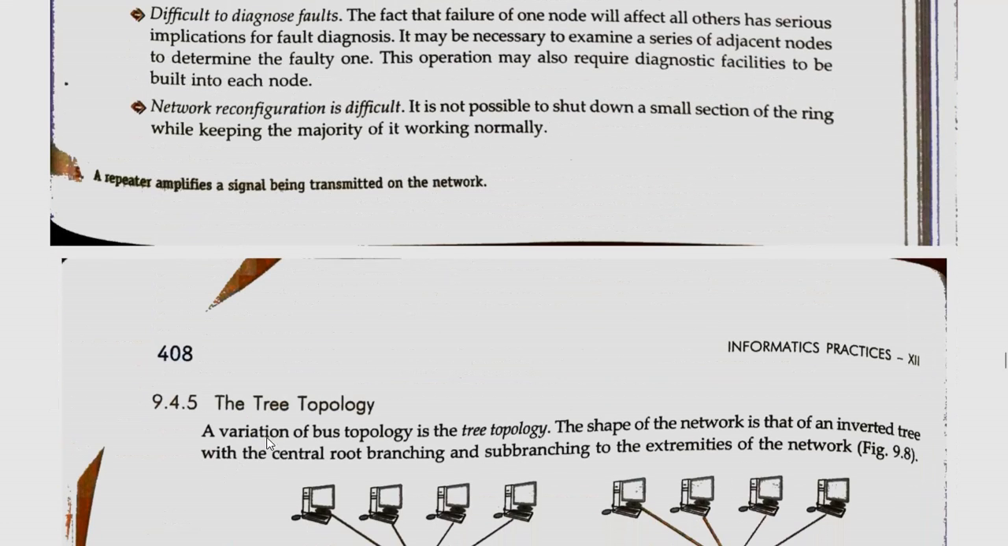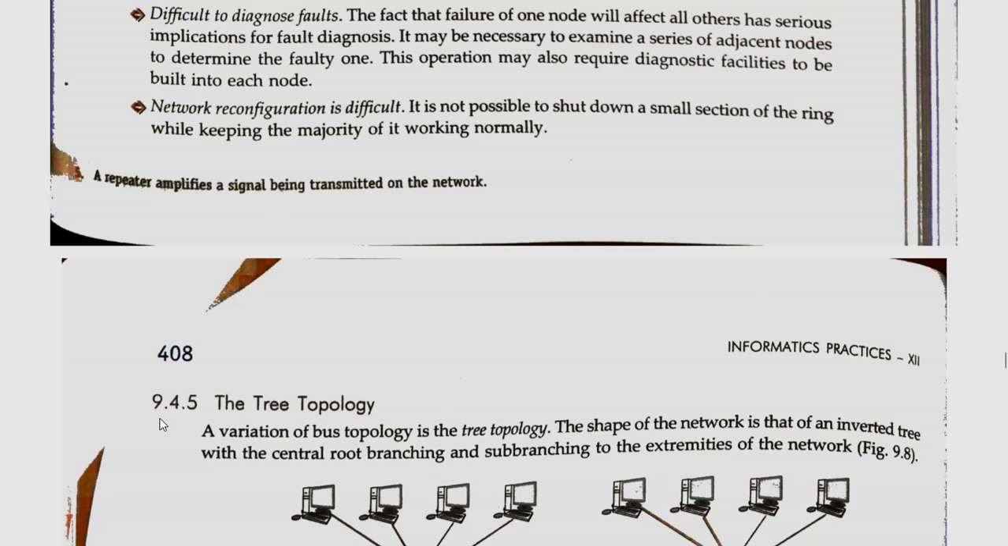Now it is told that a repeater amplifies the signal being transmitted on the network. You already know this. And what is the use of a repeater? A repeater is going to amplify a signal. So if there is a loss of the signal, it will amplify it and strengthen that particular data which is being transmitted.